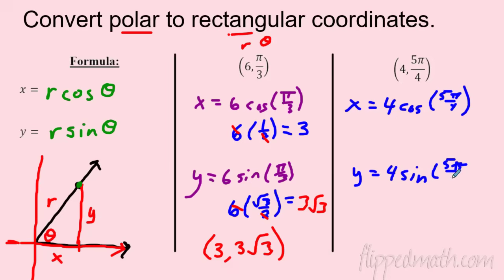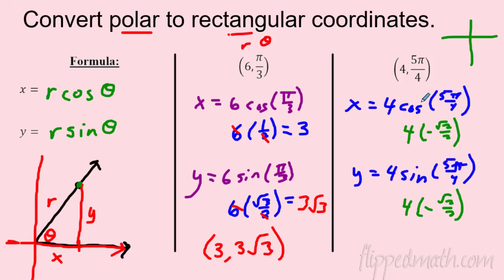Ooh, that's supposed to be a pi over 4. So now I want to make sure I'm cool here because now when I'm talking about cosine of 5 pi over 4, where am I? Well, remember you're down there in that fourth quadrant, so this is actually going to be a negative. So this will be negative radical 2 over 2. And then when I'm looking at sine, sine again is also negative over there. So it's negative radical 2 over 2. And then when I clean this up a little bit, the 2's are going to cancel.